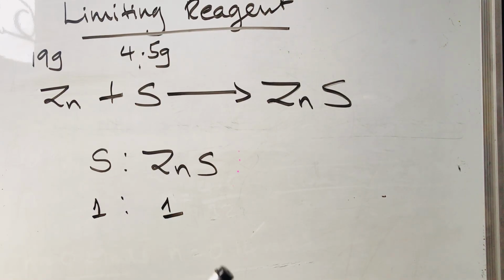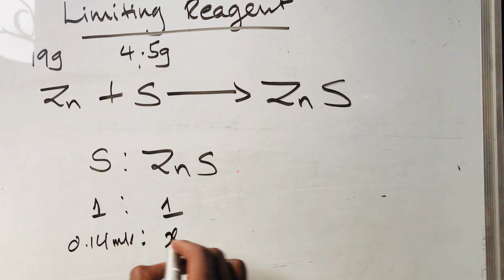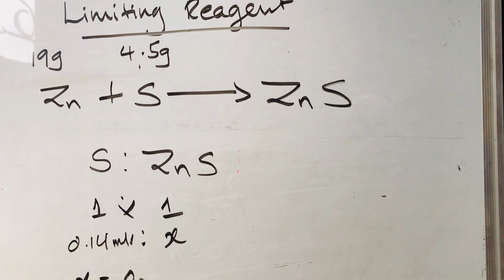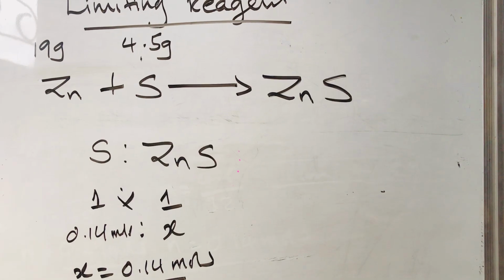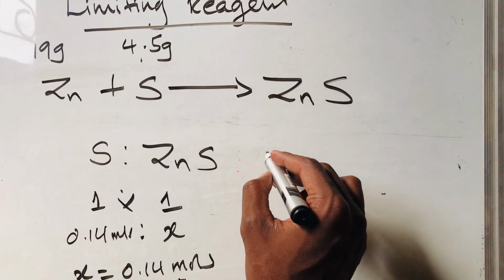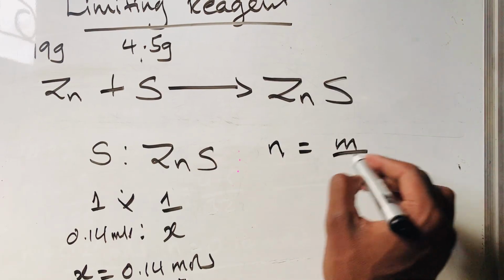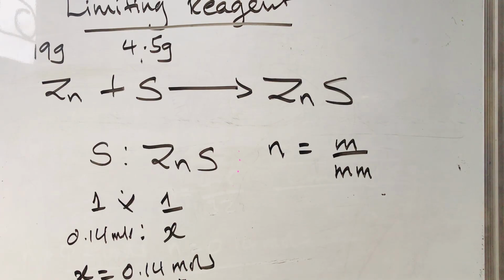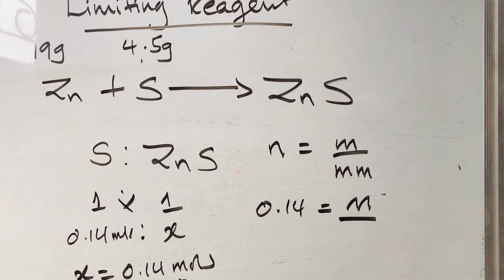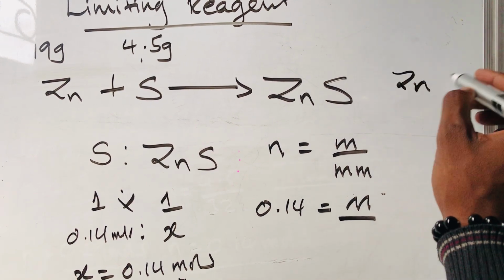Now there are different methods that we can use to find the mass of zinc sulfide. The number of moles of sulfur we had was 0.14 moles. Then we say X this side. When we cross multiply, it means that the number of moles of zinc sulfide produced is also 0.14 moles. But this is not the final answer. The question is asking us to find the mass. So because we have the number of moles of zinc sulfide, we say number of moles equals the mass over the molar mass. So we have 0.14 equals the mass that we are looking for over the molar mass of zinc sulfide.